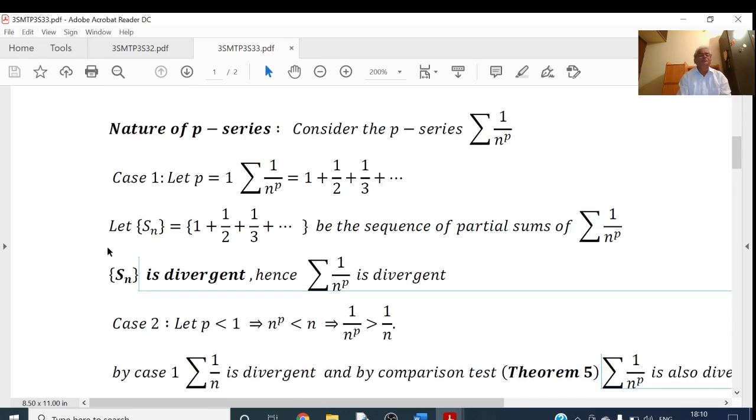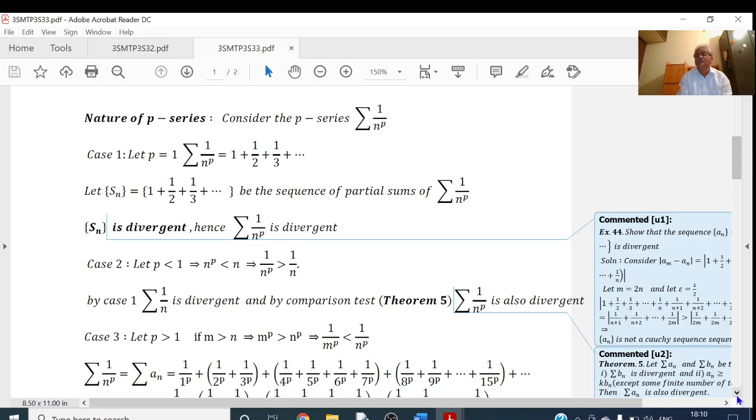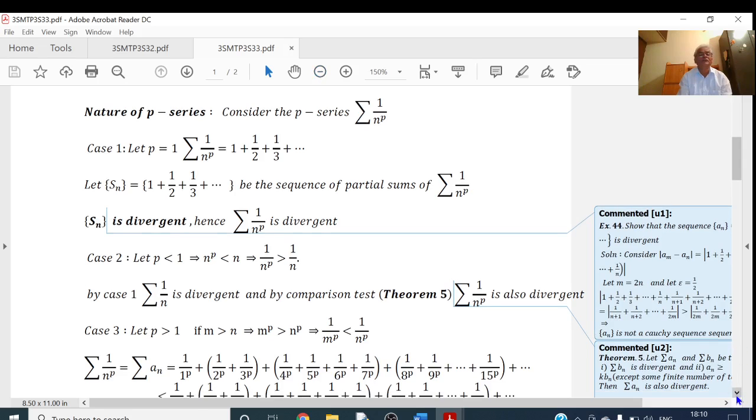So therefore, if the sequence is divergent, then the corresponding series is also divergent. That is, here if P equal to 1, then the P series is divergent. Next, I will consider P less than 1.